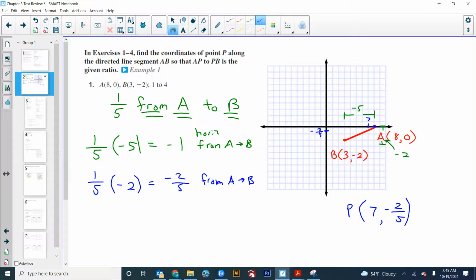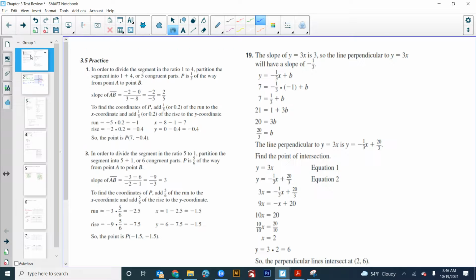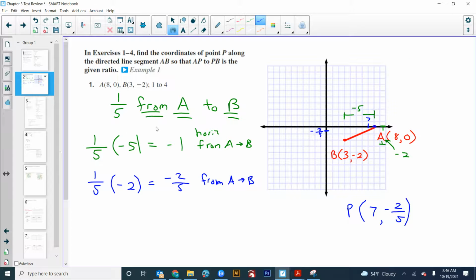If we started at 1 and went down 2/5, we'd have to do 1 minus 2/5. If we started at a height of 10, went down 2/5, we'd have to do 10 minus 2/5. But since it was 0, 0 minus 2/5. And again, if you wanted to label it like they did, I put horizontal, they put run. I put vertical, they put rise. Either way is fine. So then you plot the point, and you got that point.